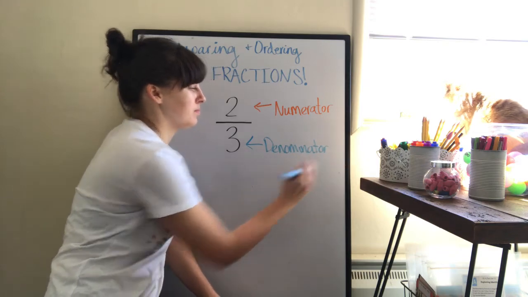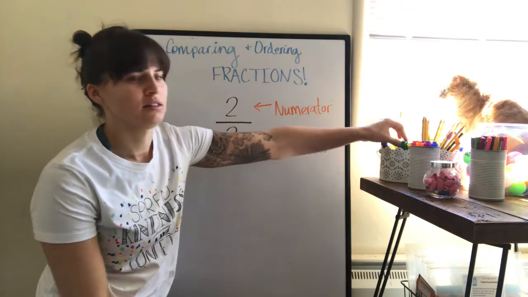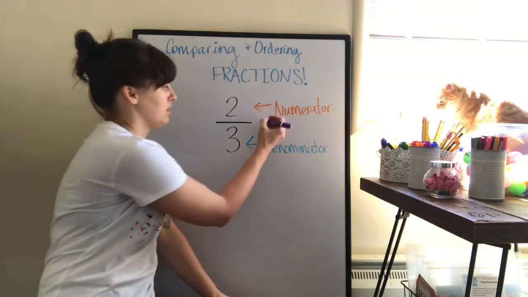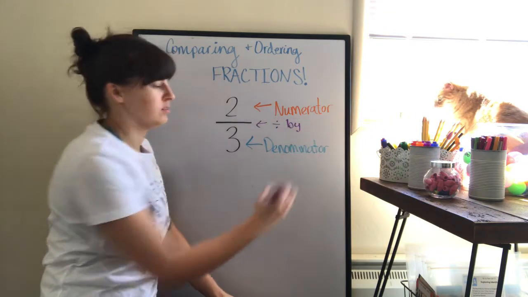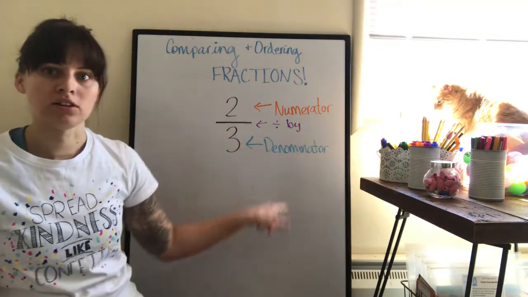Denominator. And what do I always say that line is? Whenever we get to that line, we say that line means divided by. Right? That's what a fraction is. It's the numerator divided by the denominator.